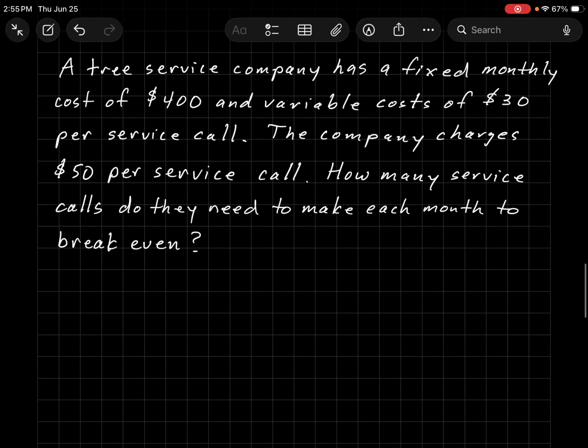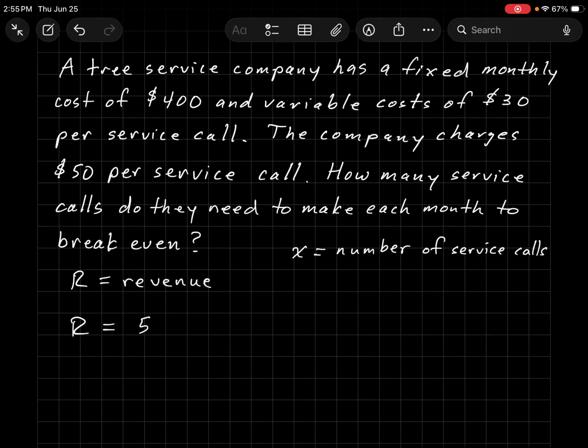So let's define a couple things. This problem is not as complicated as the other ones might be. I'm going to let R be the revenue, which is how much money they make. I'm going to let x equal the number of service calls. So how much money do we make? Well, R equals $50 times each service call.